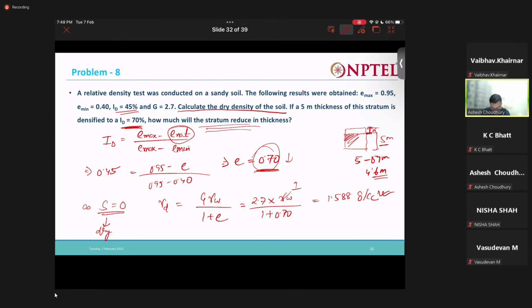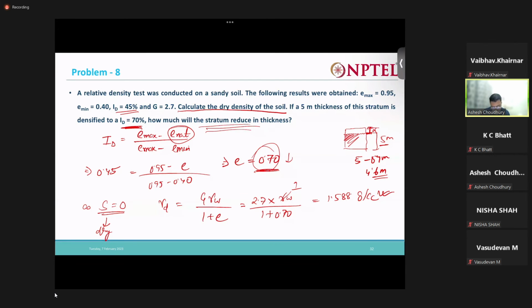Let us go through the problem again and see how we calculated everything. First we had the relative density of the initial state. From there we got the void ratio of the initial state, that is 0.7. From there we calculated the dry density of the soil. The first part of our problem gets over here. In the second part it's given that if a 5 meter thickness of soil is there, how much reduction in thickness will there be if that soil is densified to a relative density of 70% from a relative density of 40%.